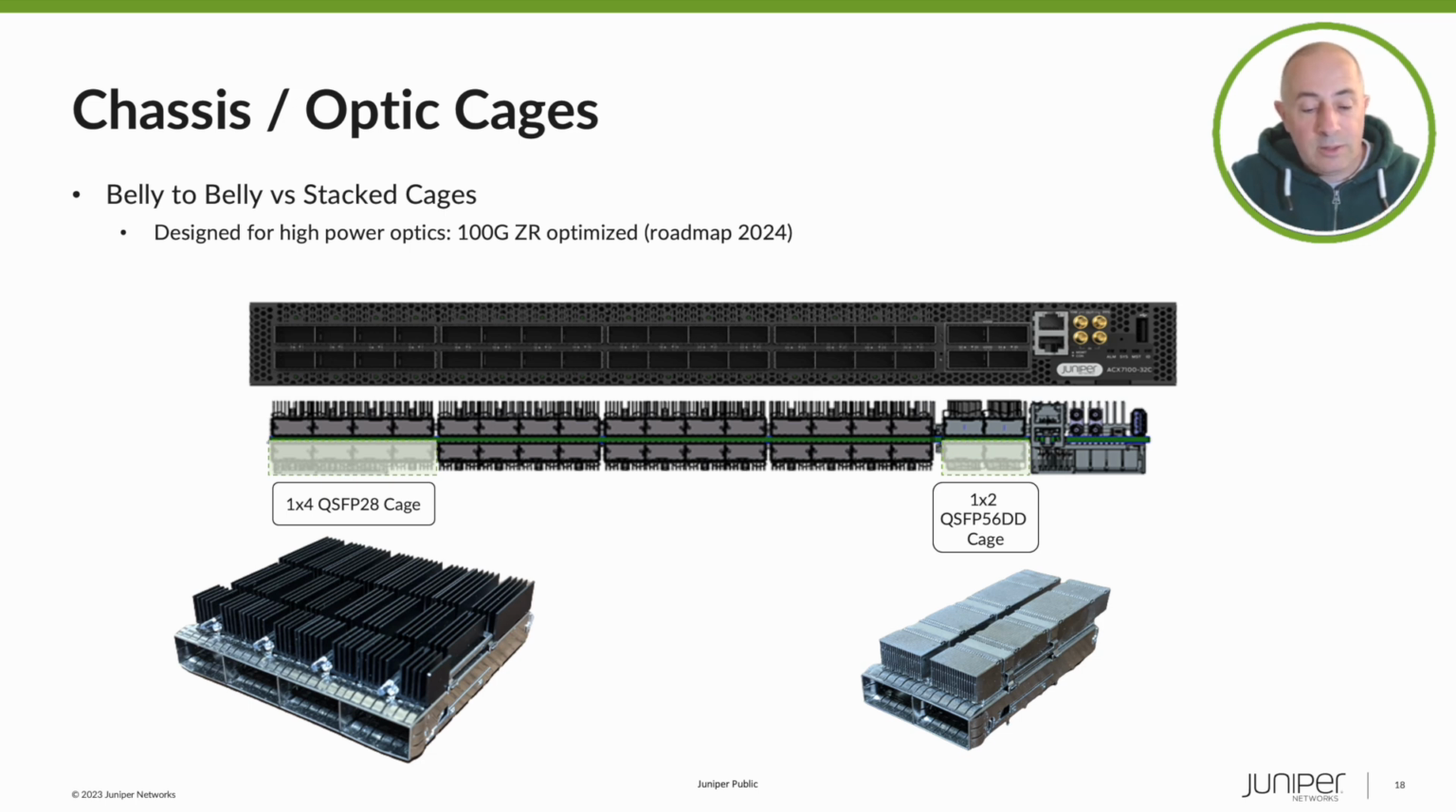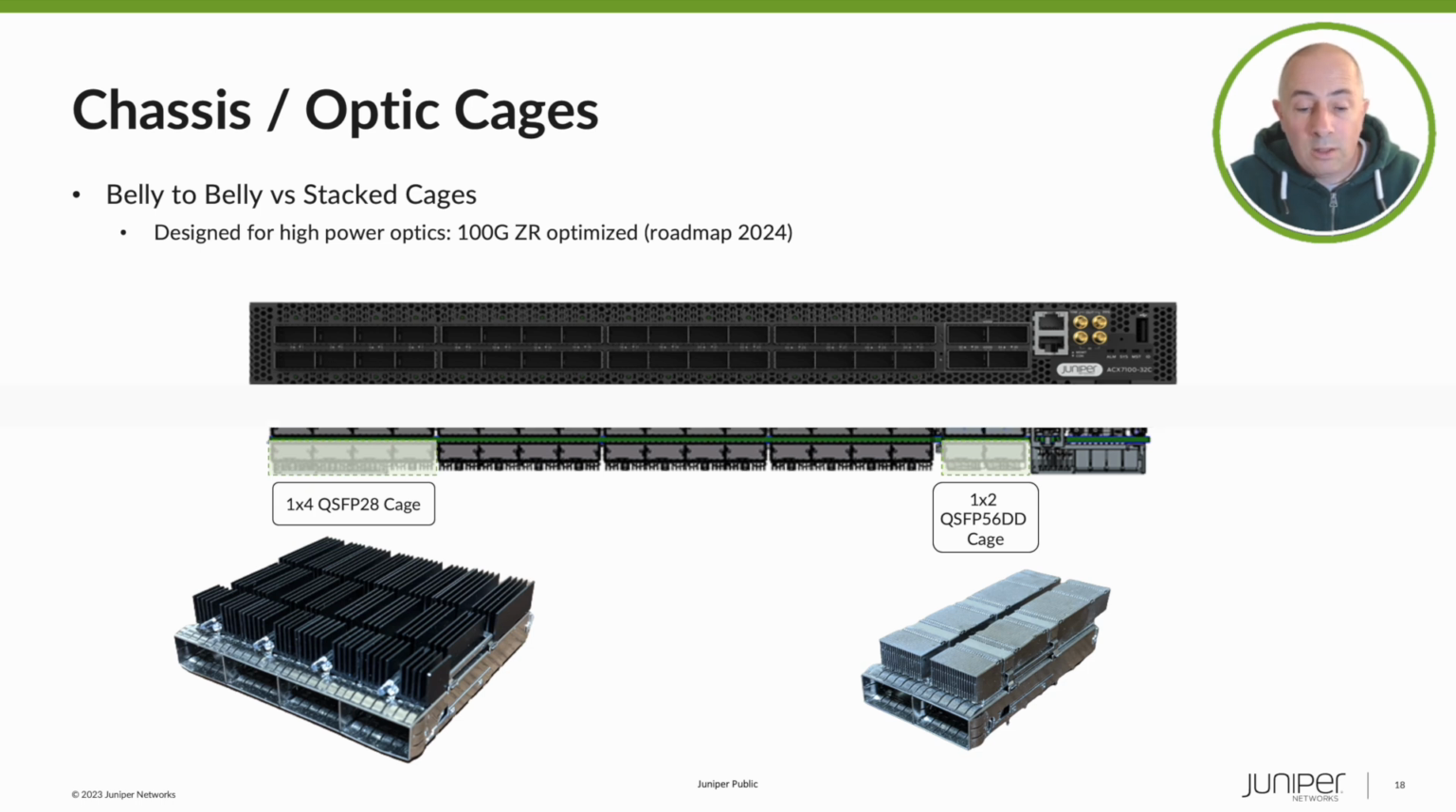Each of them is directly using the heatsink, and we are positioning them in sandwich mode. That means the top rows will be above the PCB and the bottom row will be attached on the bottom. That way we are providing an optimal cooling capability, particularly with the new optimized ZR optics coming in 2024 that will consume quite a lot of power.